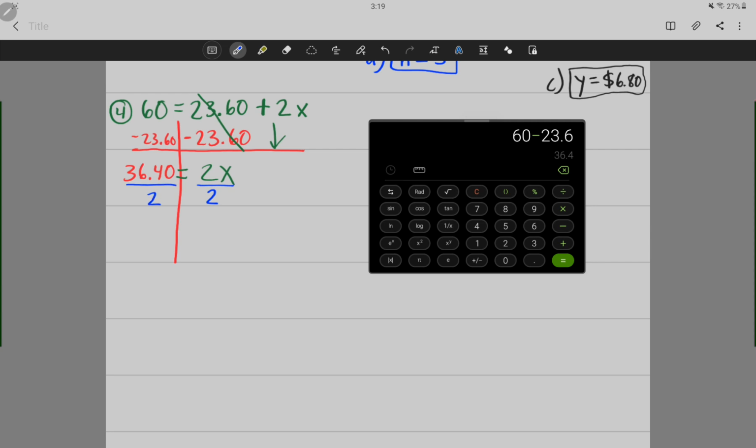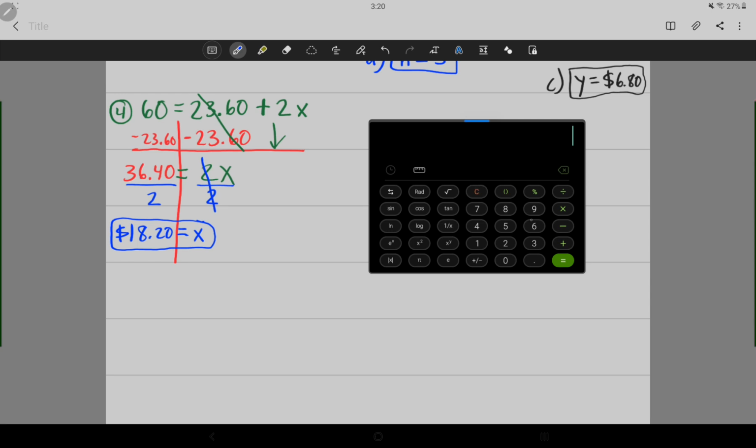36.40 divided by 2 is going to give us 18.20. I should put dollars and cents. 2 divided by itself is 1. Cancel that. Bring down our x. And that means both of the two friends each have to contribute $18.20 towards the video game. Okay, let's just double check.